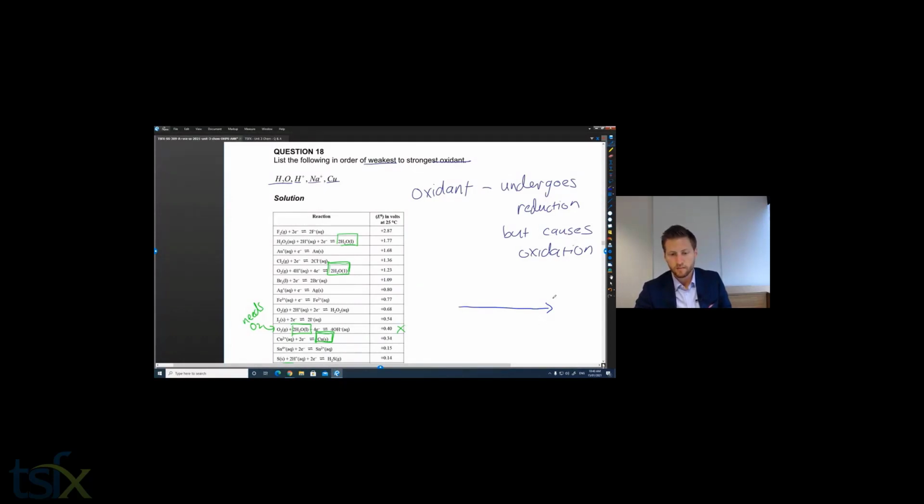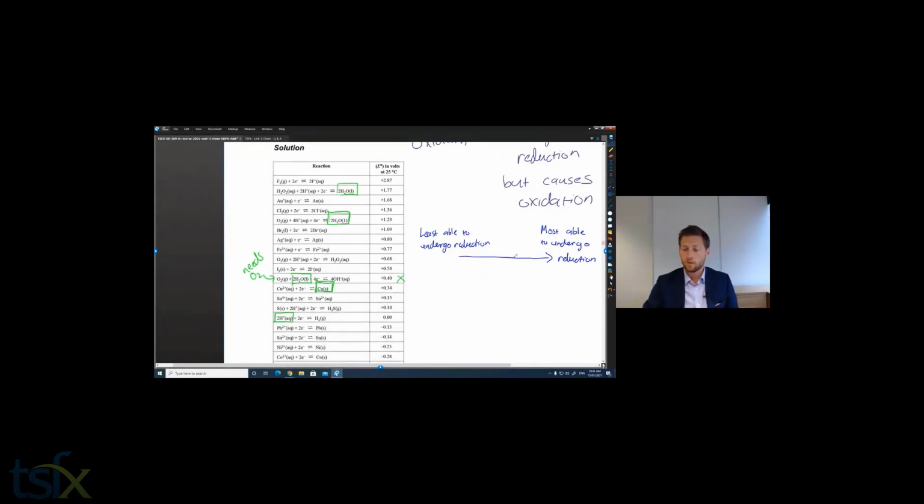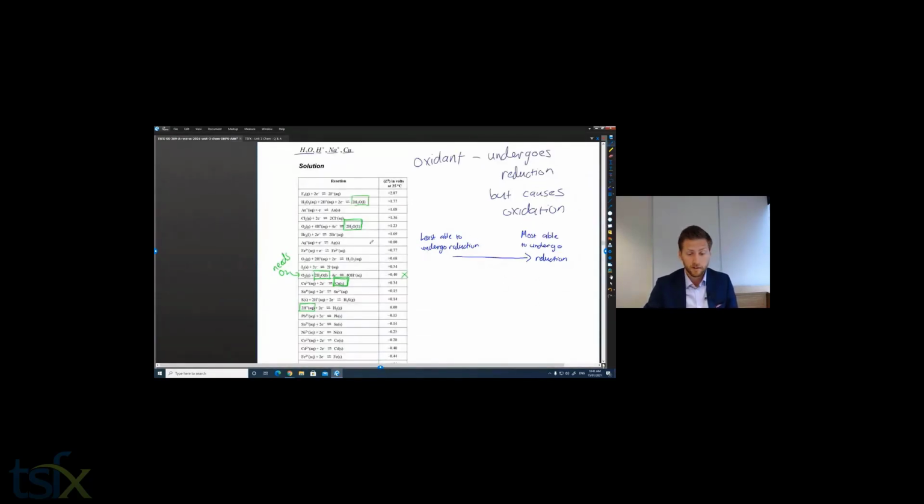Yeah, more. So the most able to undergo reduction is on the right-hand side, and the least able to undergo reduction on the left-hand side. That's what we're talking about, okay? So the thing that can best undergo reduction would be anything up to the top. Is that correct? Anything towards the top is best able to undergo reduction?